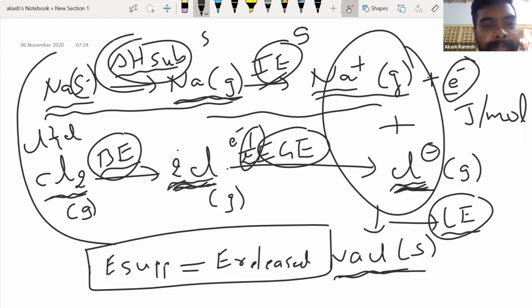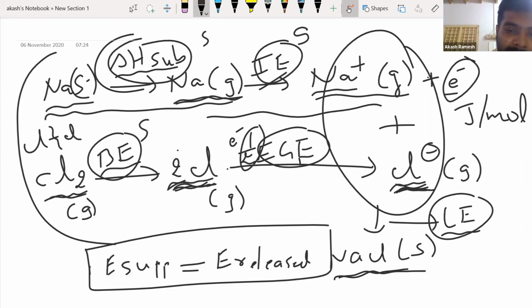Supplied or released? I don't think you have to think this much. You are breaking a bond, supplied or released? It's supplied, sir. Obviously, right? So energy is supplied. Bond enthalpy or enthalpy of atomization is always going to be a positive value. That means it is supplied.